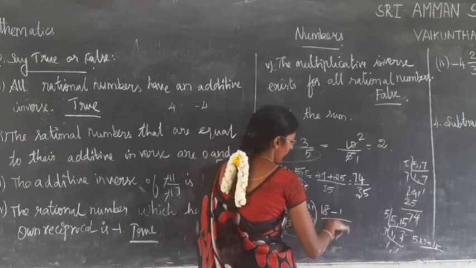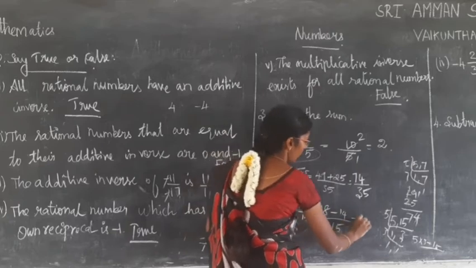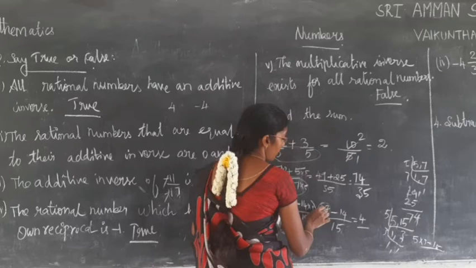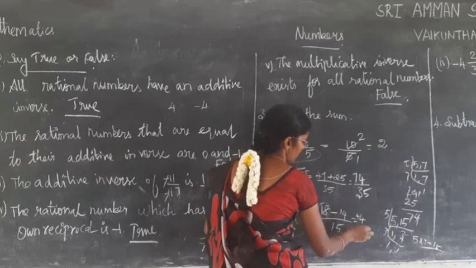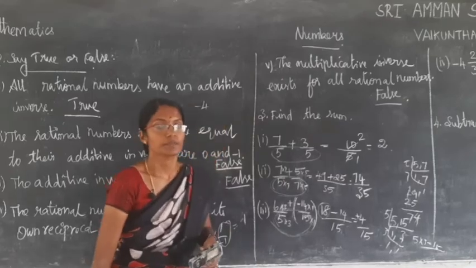14 into 1, get 14. So 18 minus 14, you will get 4. So the greater number is plus, so you will get positive sign. So 4 by 15. Okay, clear?